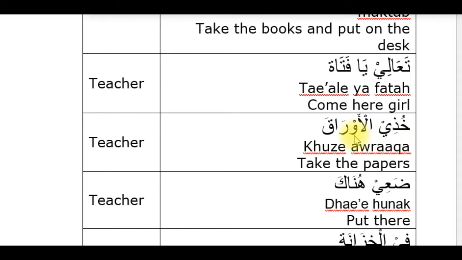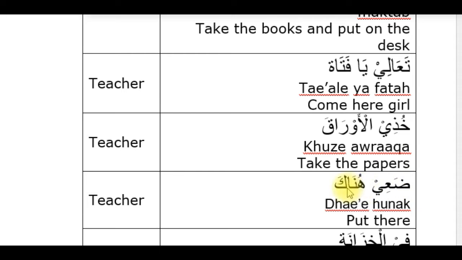خذي الأوراق. خذي, imperative verb when speaking to a female. Take. الأوراق, the papers. خذي الأوراق.